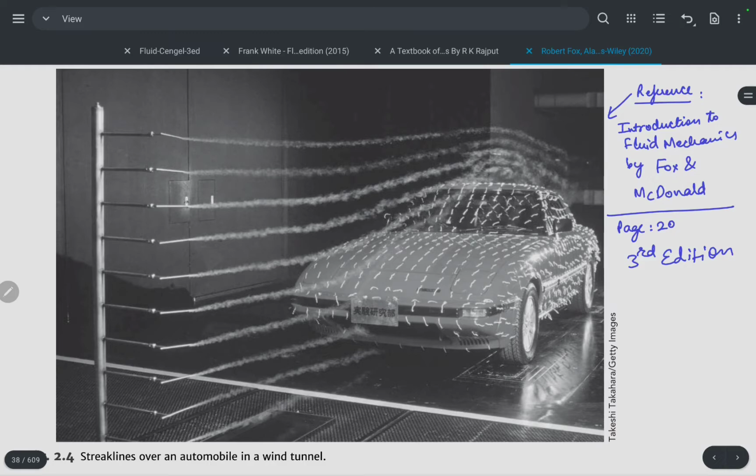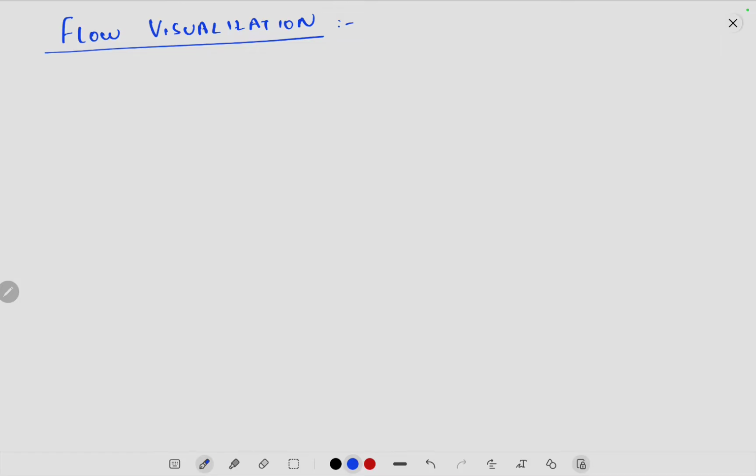so let's understand what are the different types of flow for visualizing the flow patterns. Okay, so there are three ways for obtaining the flow visualization. The first one is by tracing the path line. The second one is by constructing the streamline, and the third one is by constructing the streak lines.